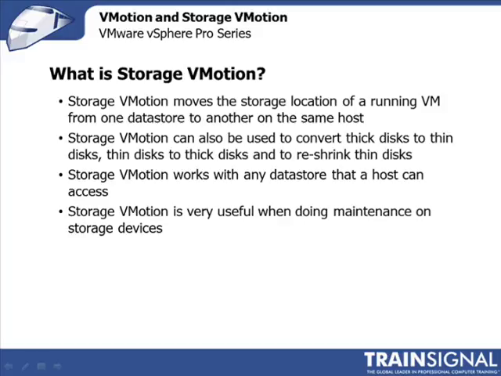The virtual machine's data files can be moved to any data store on the ESX host, which includes local and shared storage. Storage vMotion does more than just copy disk files from one data store to another. It can also convert thick disks to thin disks and vice versa as part of the copy process. Storage vMotion can also be used to re-shrink a thin disk after it has grown and data has been deleted from it. Storage vMotion can be an invaluable tool when performing storage maintenance, as VMs can easily be moved from one storage device to another while they are running.